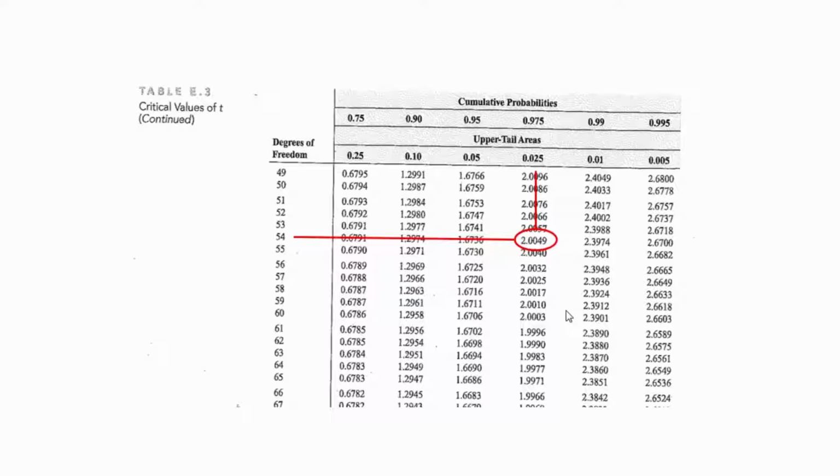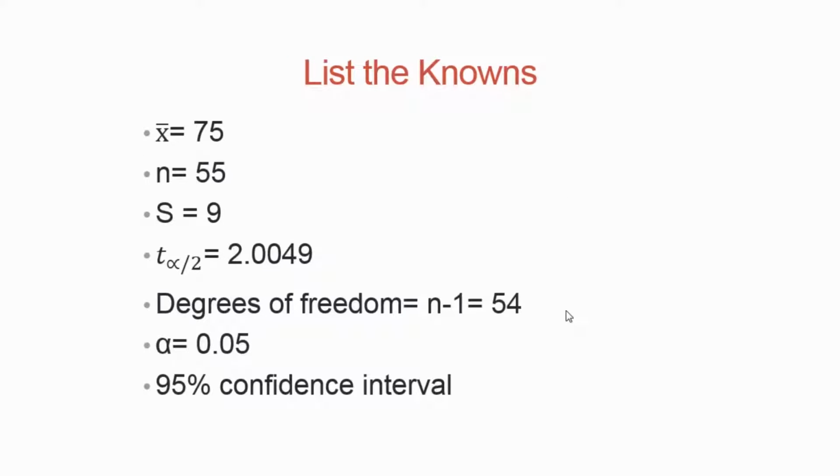Here's where we get the critical value. We look at the t table, which is table E3, and we look in the upper tail area column, which is 0.025, because it's 0.05, and confidence intervals are always two-tailed. So I divide by 2, which gives me 0.025 in each tail, and 54 is the degrees of freedom because n equals 55. So the value from the table is 2.0049, which is the value that we wrote down on the previous slide.